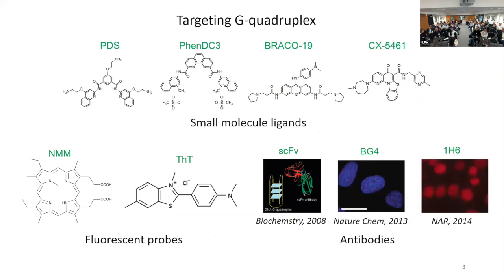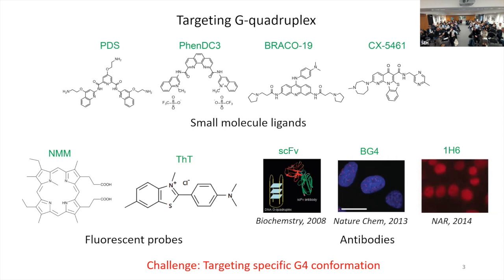The small molecule ligands are usually used to regulate the G4-mediated processes, and the fluorescent probes and antibodies are used to image G-quadruplex. These methods can provide high specificity to G4 over other DNA structures like the duplex, single strand, or hairpin. But there are very few methods that can specifically target a certain G4 conformation. As I have mentioned, G4 has different conformations: parallel, anti-parallel, and hybrid. So the challenge is targeting a specific G4 conformation.